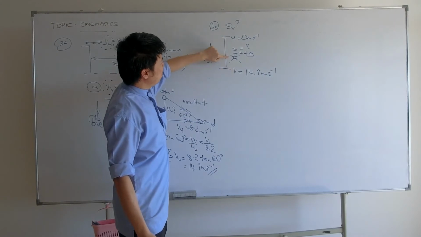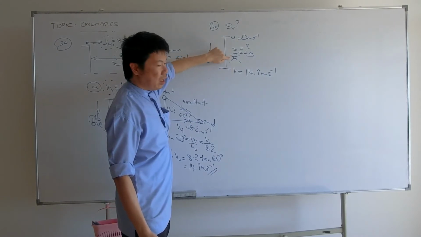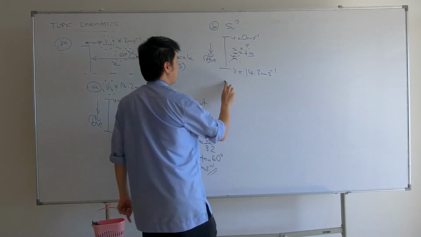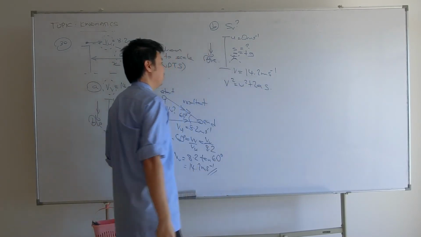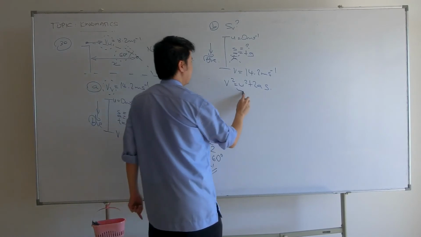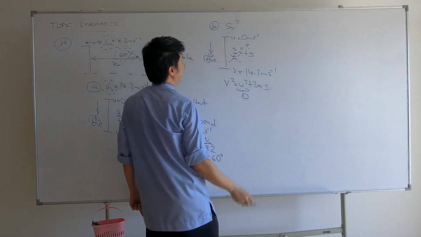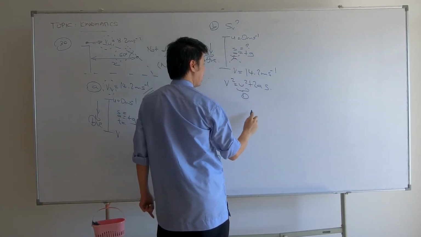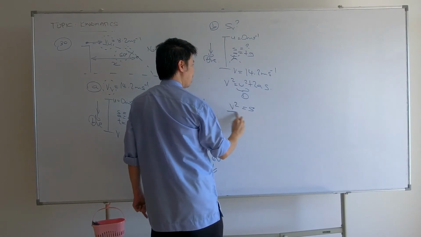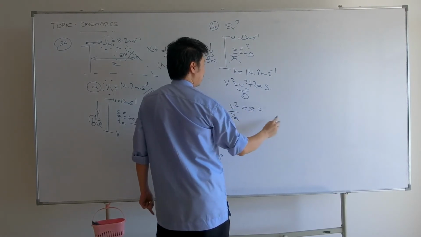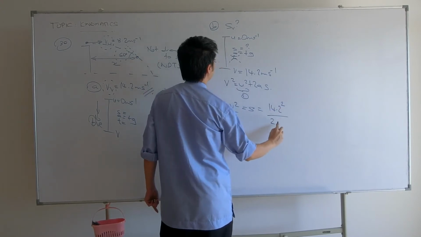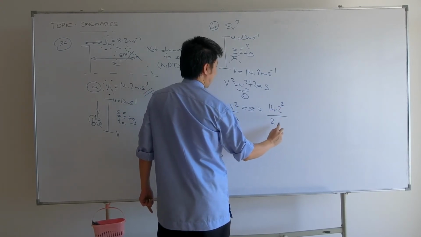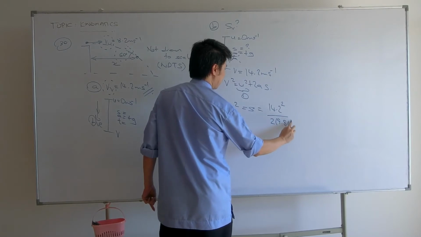The only equation that does not have T is your fifth equation of motion. So v squared is equal to u squared plus 2as. u here is equal to 0, so v squared equals 2as. We want to find s, so let's make s the subject: s equals v squared over 2a. v is 14.2 squared over 2 times a, where a here is 9.81.